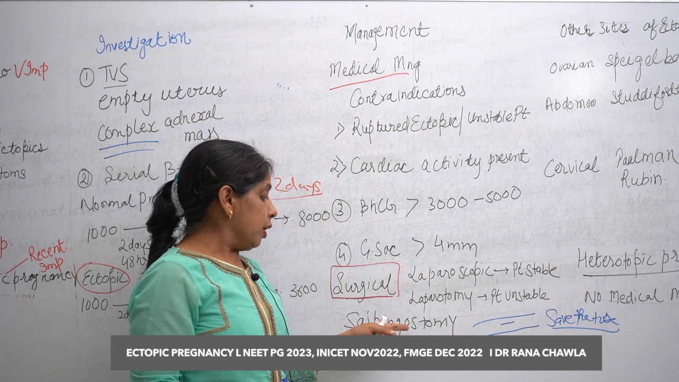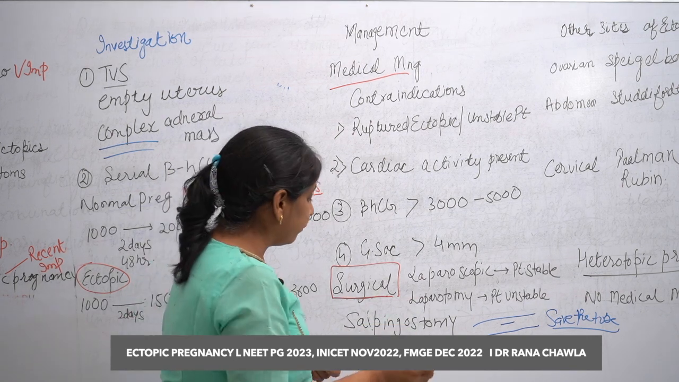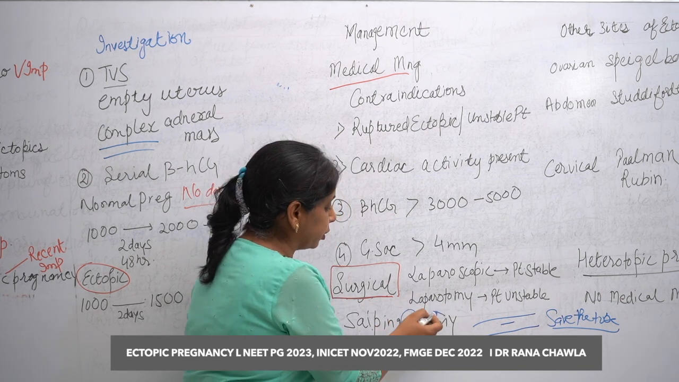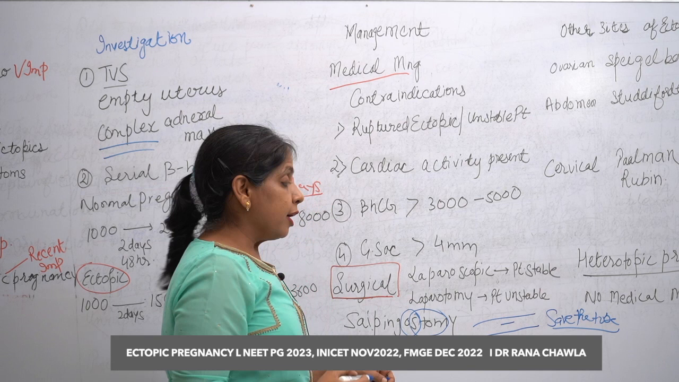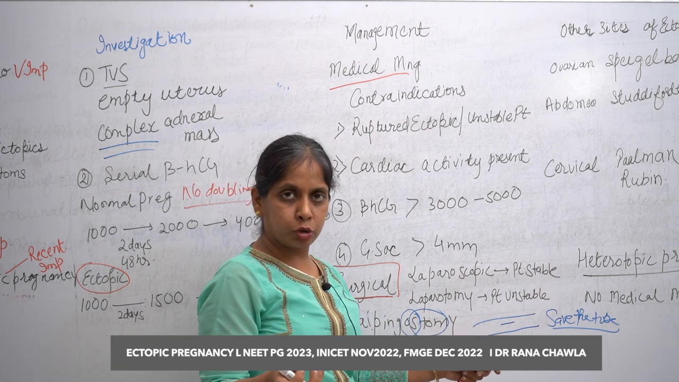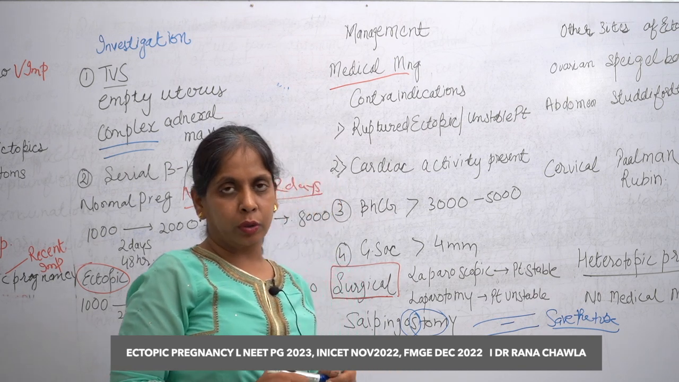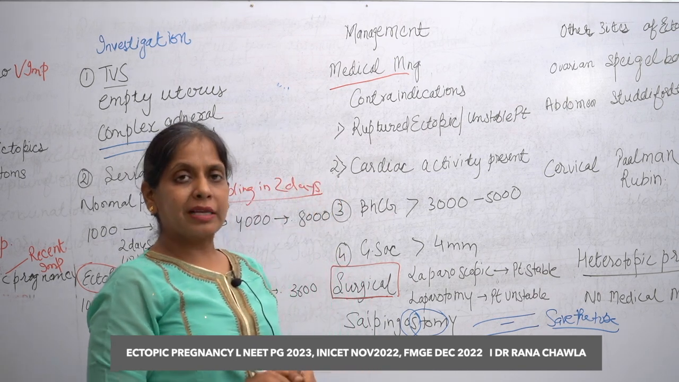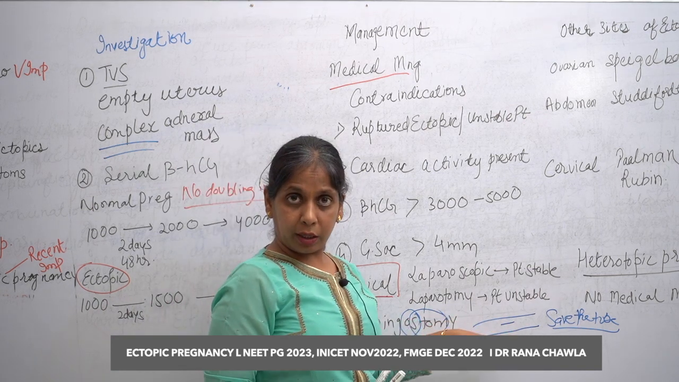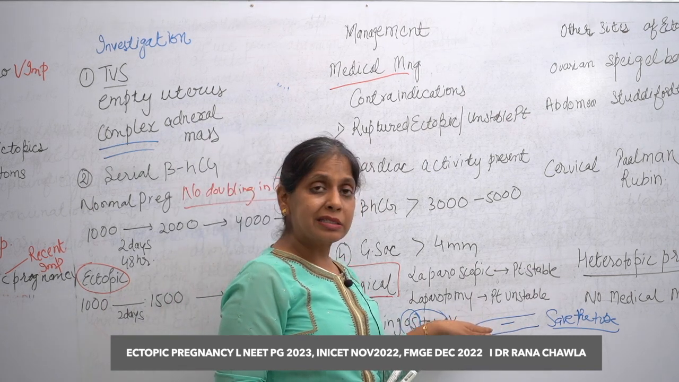Okay. So salpingostomy. Some students remember it by "os" and some students remember it by "stoma". It means make a small opening in the tube, remove all the products of conception, and leave it open as it is. We have to leave it open. Okay, we are not going to close this opening.